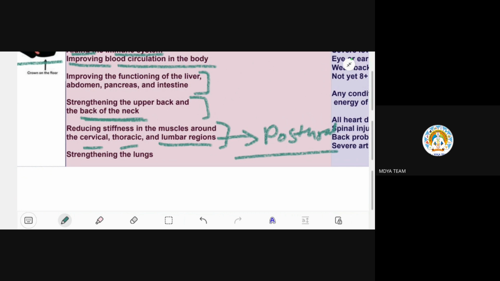Those could be the problems. It could be the relation we can make through. But generally, the thoracic and the lumbar region, or cervical, are 99% postural problems. Okay, strengthening the lungs.